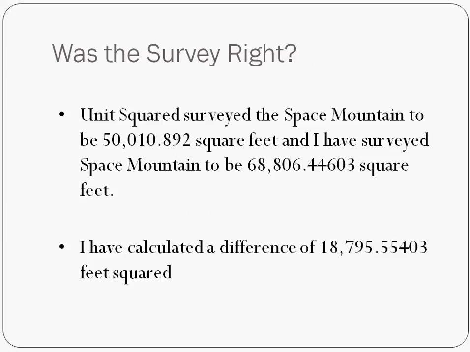The first question we need to answer is whether or not the survey conducted by the Unit Squared Surveying Company was correct. They surveyed Space Mountain to be approximately 50,010 square feet, and I've surveyed Space Mountain using Google Earth to be approximately 68,806 square feet. Therefore, the difference between those two calculations is approximately 18,795 square feet.